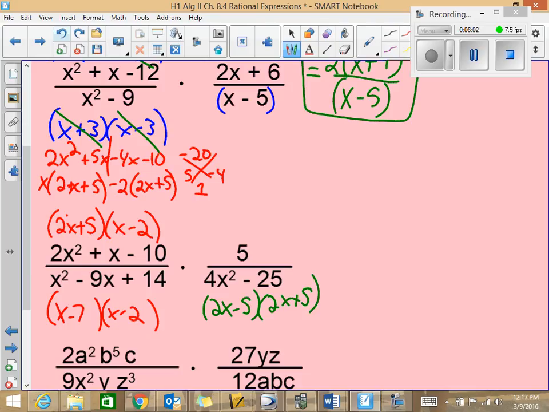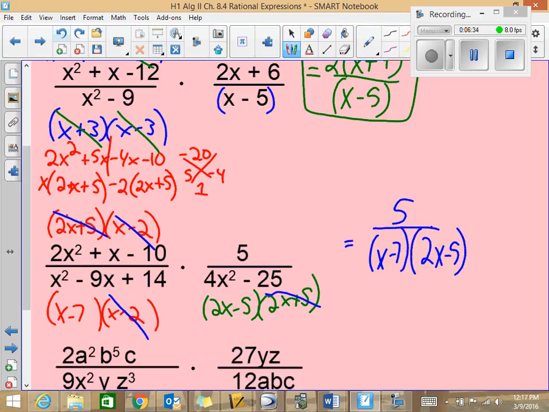Everybody agree with that? So now we just start canceling. So, 2x plus 5, 2x plus 5. Okay, so that was 2x plus 5. x minus 2, x minus 2. And that's about it. So it's like 5 over x minus 7. So 5 over x minus... wait, I'm x, right, x minus 7 and 2x minus 7.